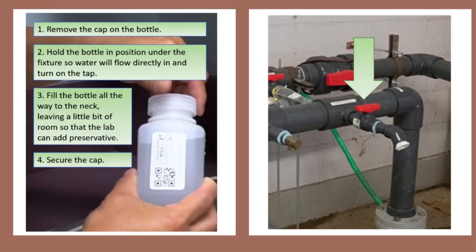Remove the cap on the bottle. Hold the bottle in position under the fixture so water will flow directly in, and turn on the tap. Fill the bottle all the way to the neck, leaving a little bit of room so that the lab can add preservative, and secure the cap.